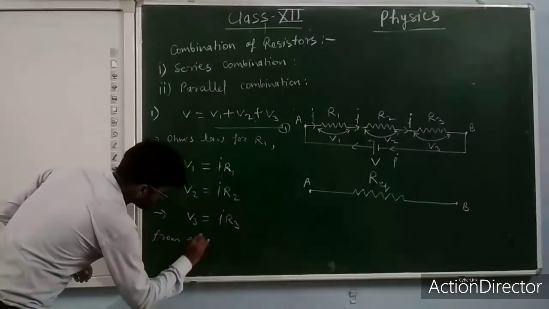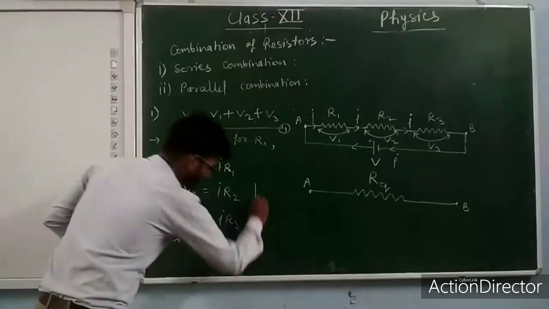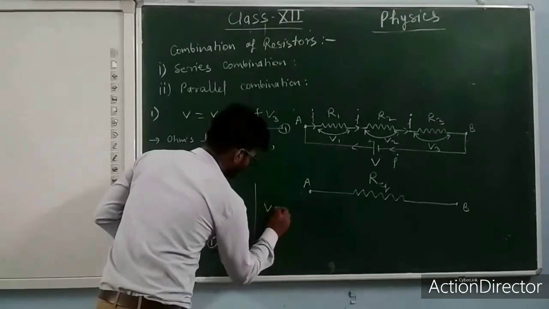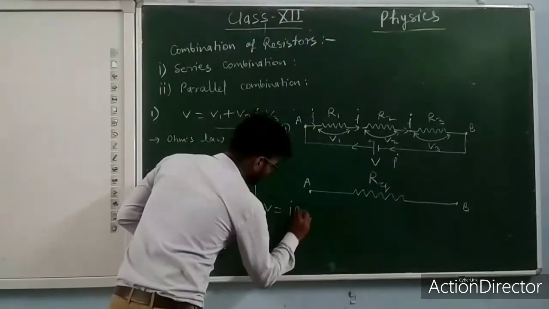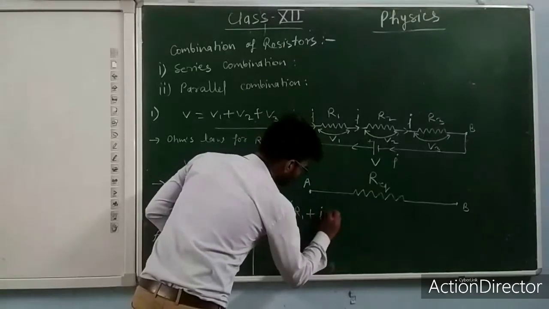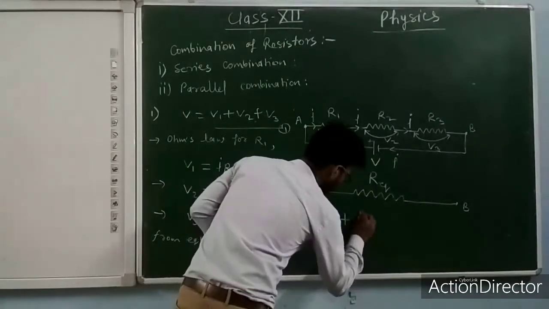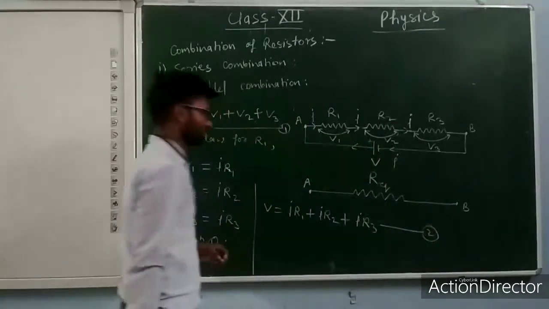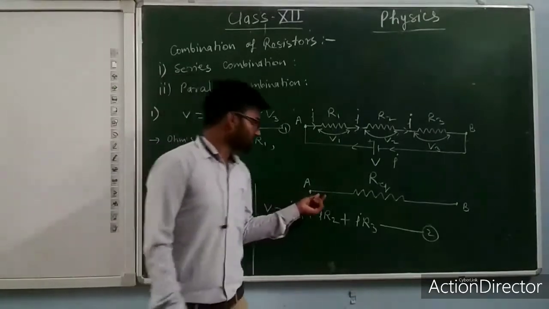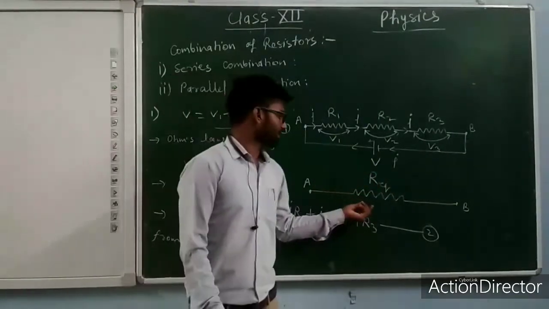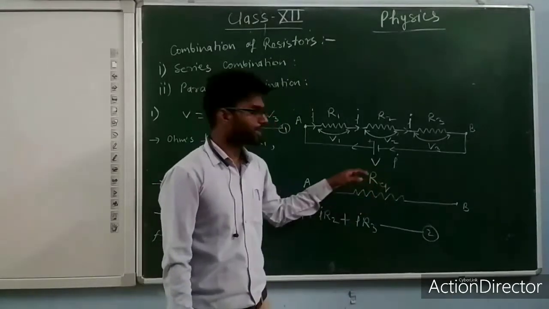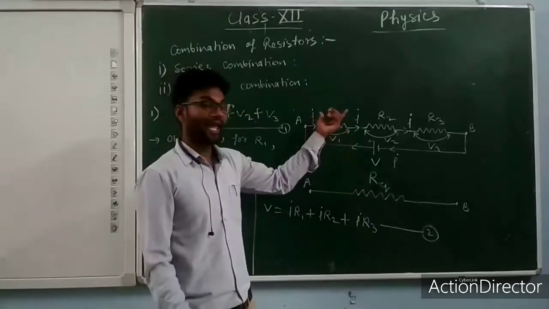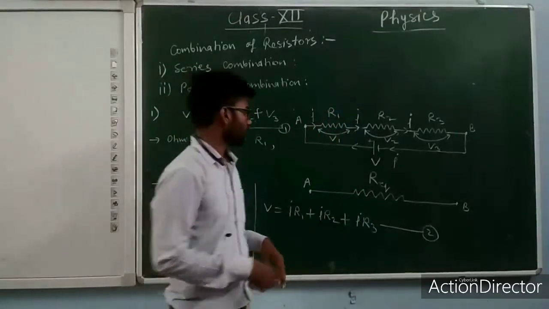from equation first, this gives V equal to I R1 plus I R2 plus I R3, right? This is equation number 2. Now, since we know this is the equivalent resistor, this resistor will produce the same current as our actual combination of resistors is producing.